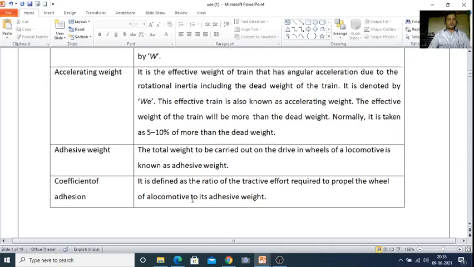Adhesive weight. Coming to the adhesive weight, the total weight carried on the wheels of a locomotive is called adhesive weight. So it is clear what adhesive weight means: the total weight carried on the wheels of the locomotive. And the coefficient of adhesion is defined as the ratio of the tractive effort required to propel the wheel of a locomotive to the adhesive weight. That means when a wheel moves or is propelled, it needs some effort, and the ratio of tractive effort required to propel the wheel of a locomotive to the adhesive weight is called the coefficient of adhesion.